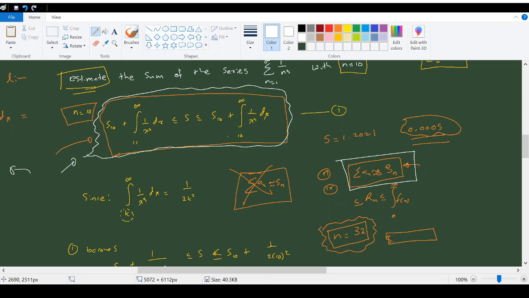And in the next couple of videos I will move to section 11.4, which discusses some more theorems to determine the convergence.